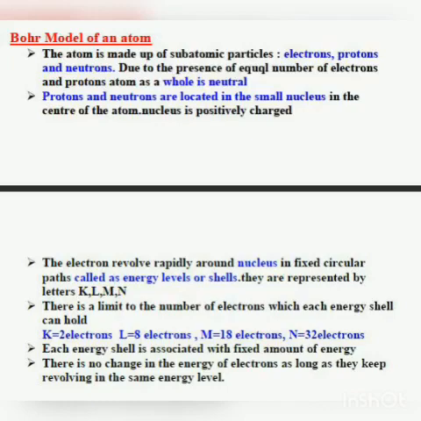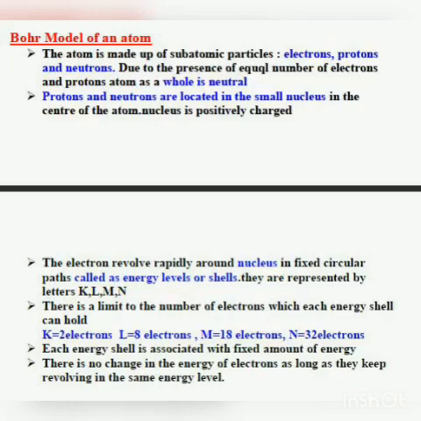Now the next point: there is a limit to the number of electrons which each energy shell can hold. I told you that the electrons move in the energy shells, and energy shells can be 1, 2, 3, 4. If the energy shell is 1, it is represented by K. If it is 2, it is represented by L. If it is 3, it is represented by M, and so on.